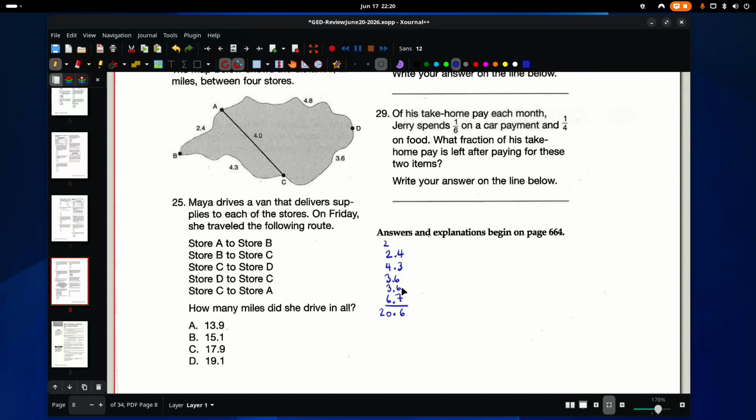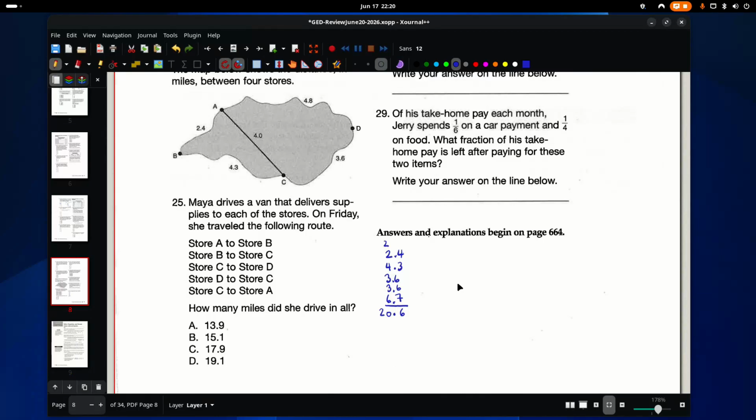And so from C to A, she's backtracking and going 4.3 plus 2.4, so that's 6.7. Okay, so I think my stack of values is correct. So 7 plus 6 is 13. Then I get 16, 22, 26. So I've got a 6, and then I carry the 2. And then I've got 6 plus 6 is 12, 14, 18, 20, 20.6.